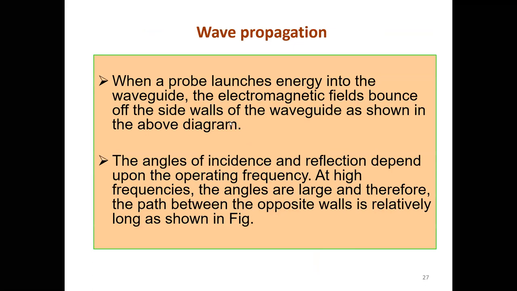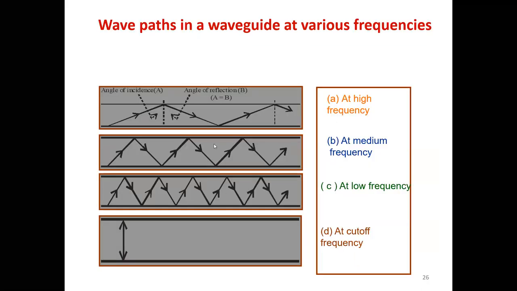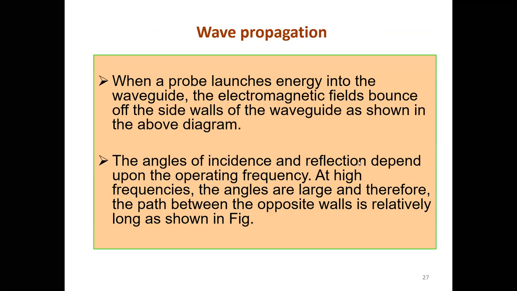So, propagation: when the probe launches energy into the waveguide, how does the wave propagate? When the probe launches energy into the waveguide, the electromagnetic fields bounce off the sidewalls of the waveguide as shown in the above diagram, like this. The angles of incidence and reflection depend upon the operating frequency. At high frequencies, the angles are large and therefore the path between the opposite walls is relatively long, as in the figure.